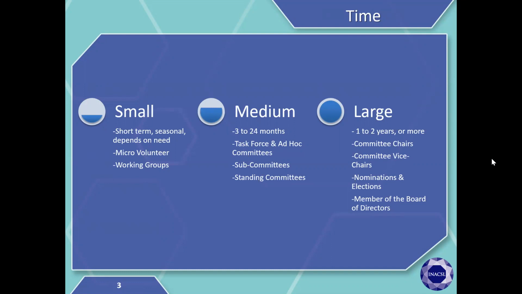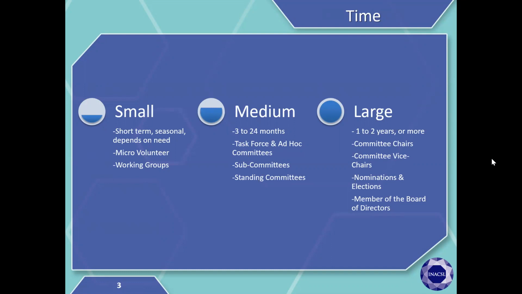These may last for a couple of weeks to a month or two at the most. One of the examples of this would be reviewing abstracts for the annual conference, or being involved with reviewing award applications, grant applications, and so forth. The longer term volunteer opportunities last from 3 months to 2 years, and it really depends on the specific opportunity that we're talking about.